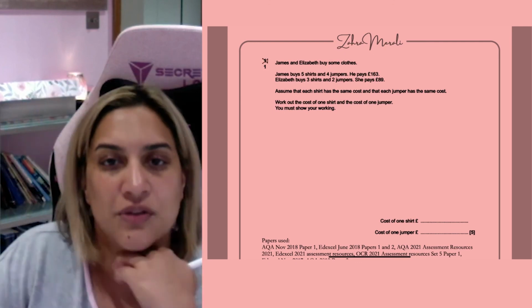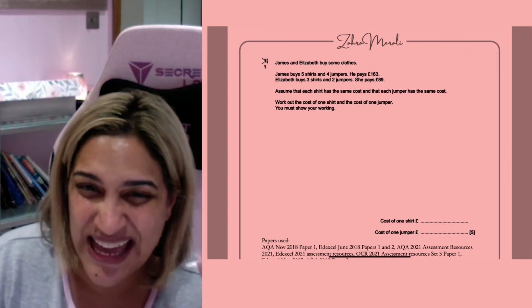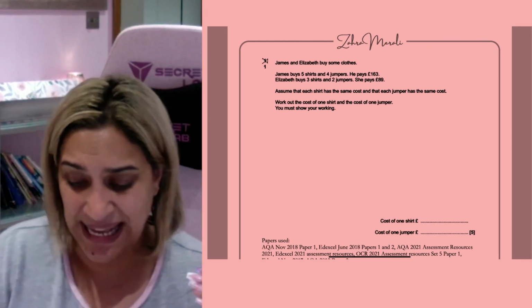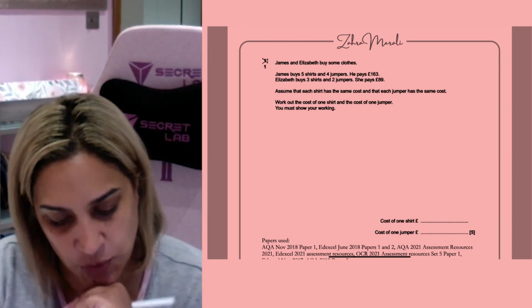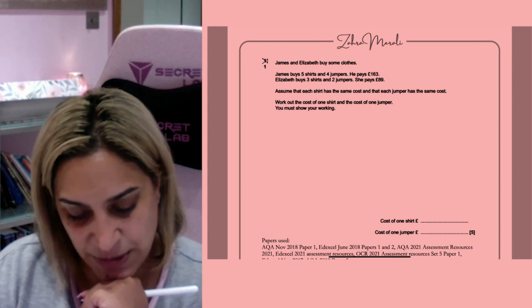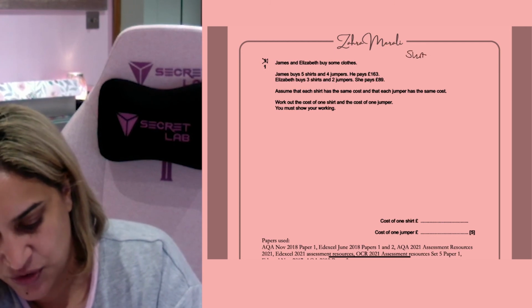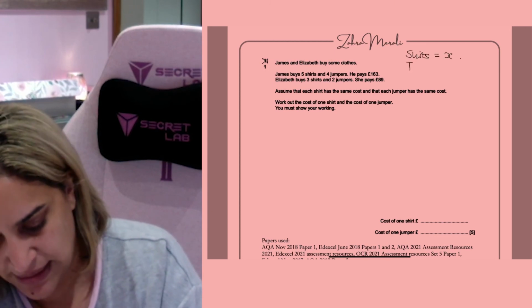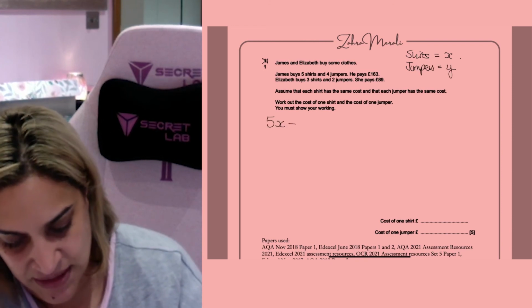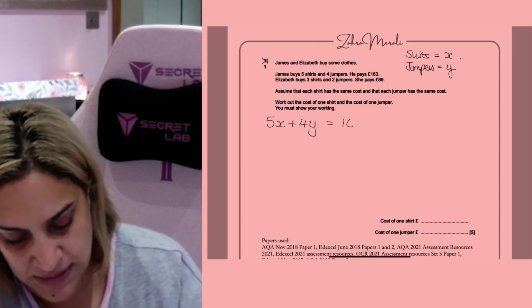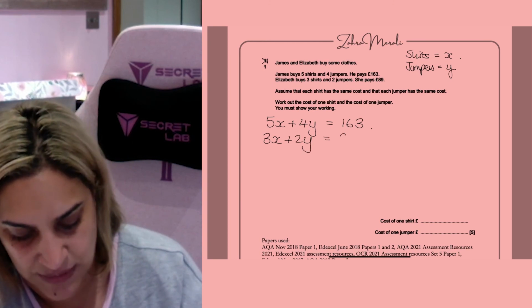Okay, so James and Elizabeth buy some clothes. So this is the simultaneous equations again, but it's a bit wordy. We're trying to work out what the question is. So James buys 5 shirts and 4 jumpers, and Elizabeth buys 3 shirts and 2 jumpers. Now I'm going to say shirts equals x, just because we're used to using x's and y's, and jumpers equals y. So I've got 5 x's plus 4 y's equals 163. And I've got 3 x's plus 2 y's equals 89.